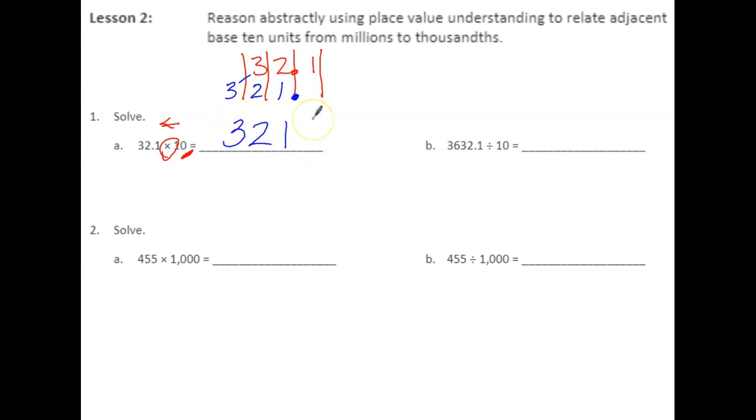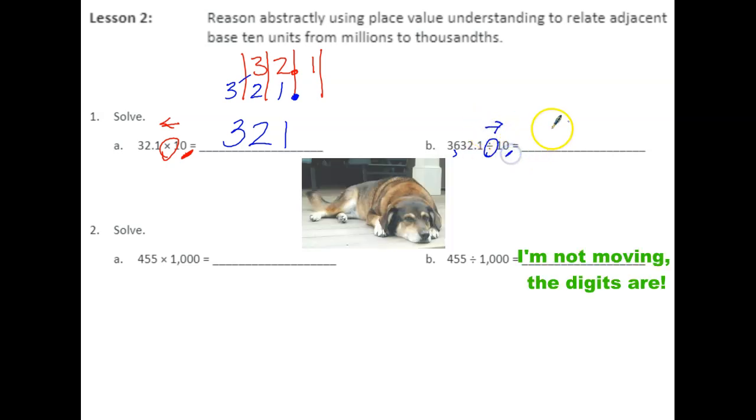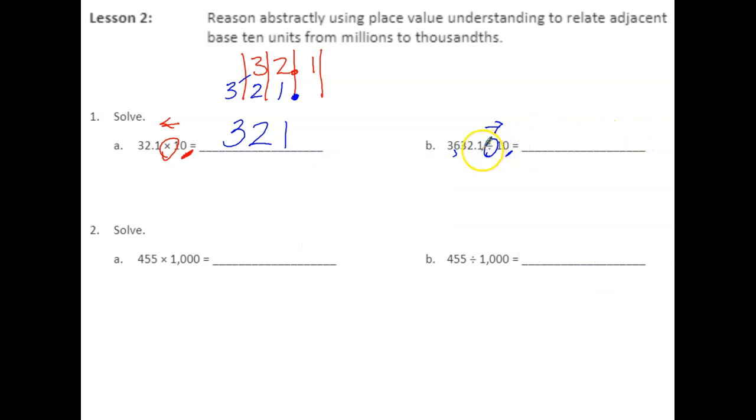All right, let's look at B here. I'm going to try to do the same thing, but without my place value chart. So now I have 3,632 and 1 tenth. I know I'm dividing by 10, so I'm moving to the right one time. That means that my 1 that was in the tenths place is going to move over one place value unit to the hundredths place.